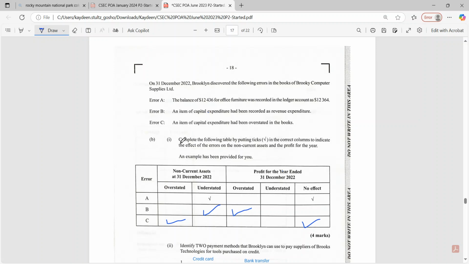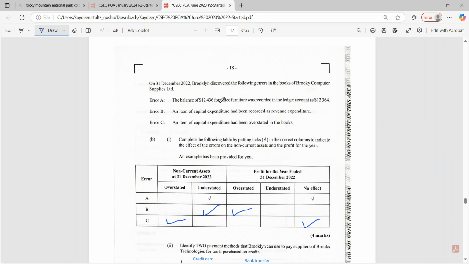Alright, so I normally read the instruction first before I go any further. So let's read this part. Complete the following table by putting ticks in the correct columns to indicate the effect of the errors on the non-current assets and the profit for the year. And one was done for you. So error A was done for you. And remember, we just read what error A is.